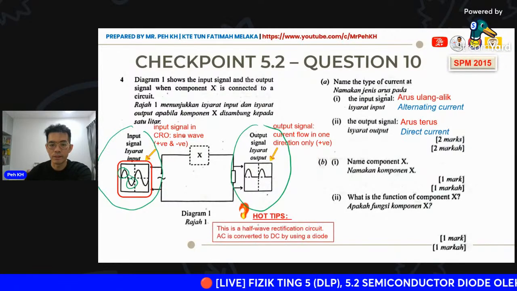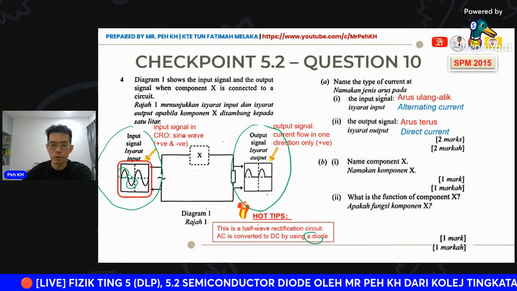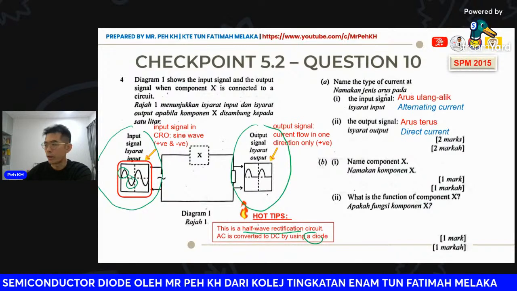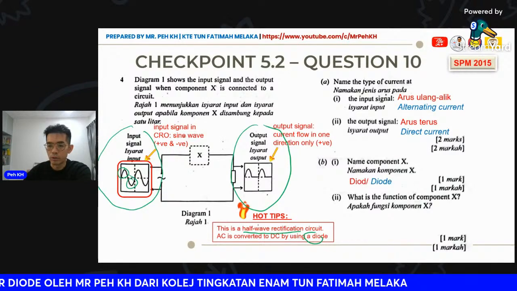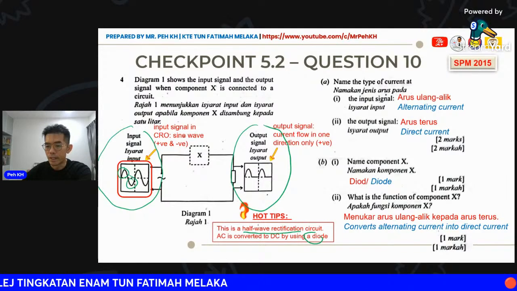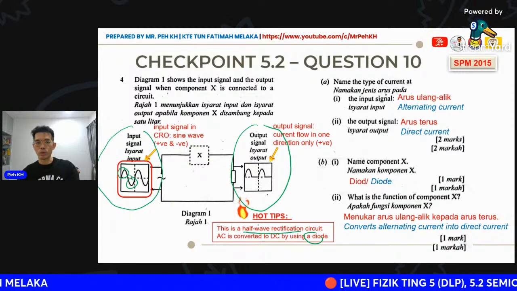So we are very clear that one diode will cause half wave rectification. We are converting the AC current to DC. So X will be a diode. The function of the diode here is converting alternating current into direct current. So this will be the reference answer for this question.